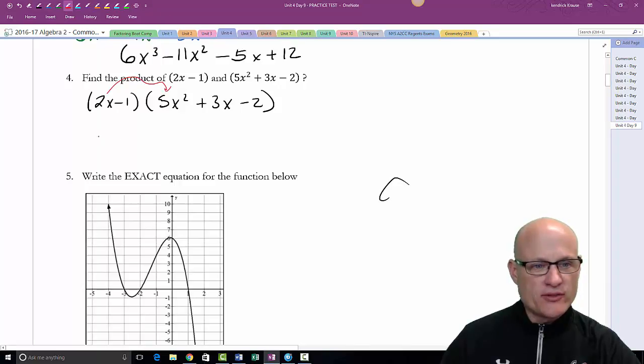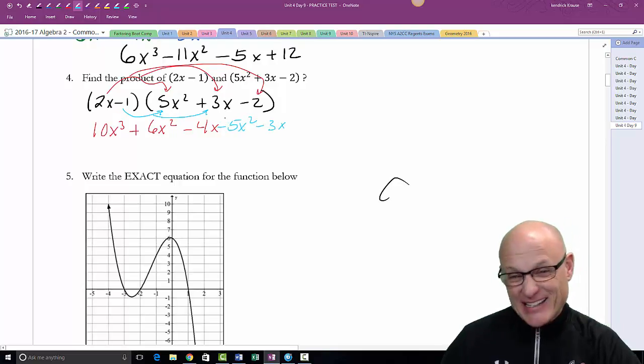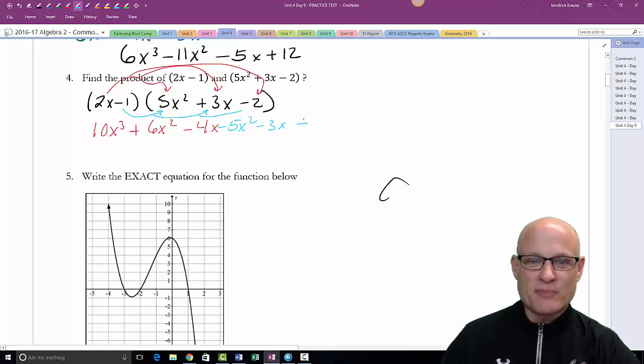So 2x times this is 10x cubed. 2x times this is plus 6x squared. And 2x times this is minus 4x. Negative 1 times 5x is negative 5x squared. Negative 1 times 3x is negative 3x. And finally, negative 1 times negative 2 is positive 2. Now I just have to combine some like terms. 10x cubed plus, let's see, 6x squared minus 5x squared is x squared minus 7x plus 2.